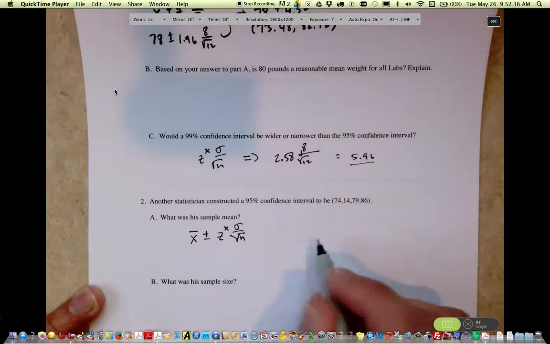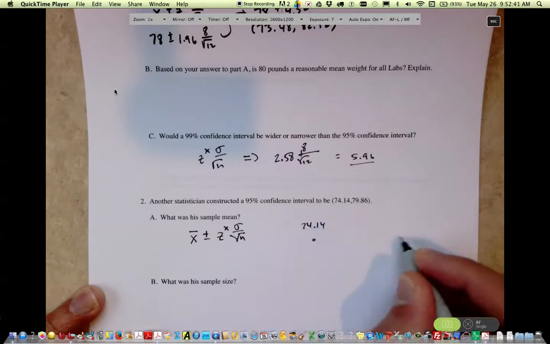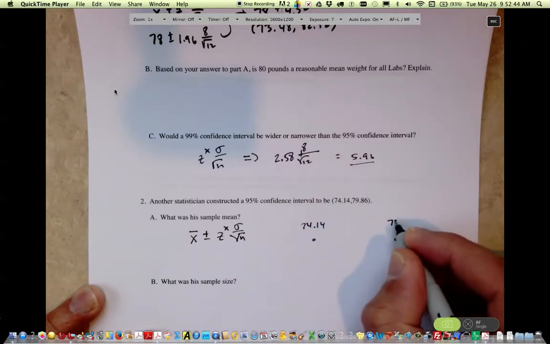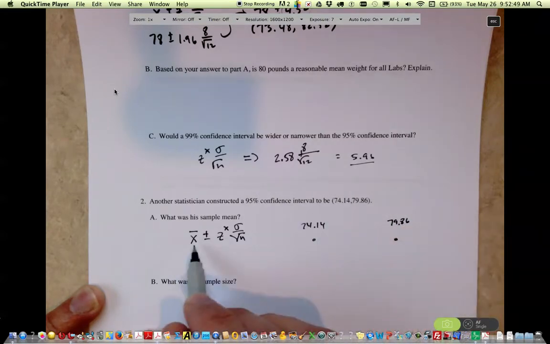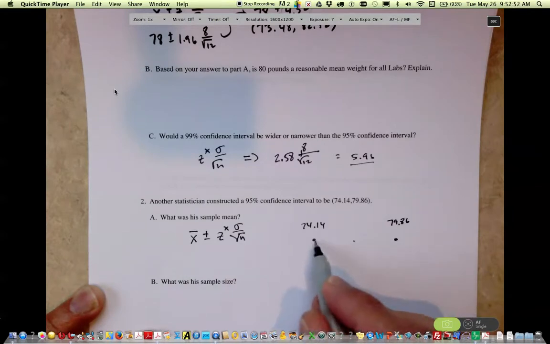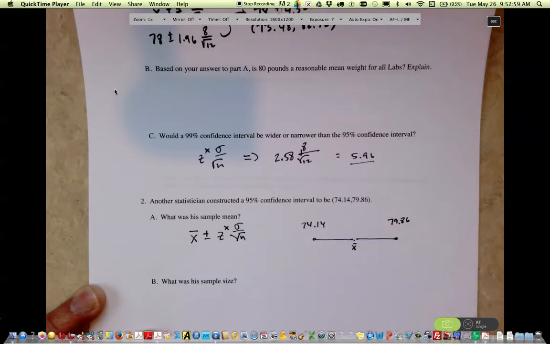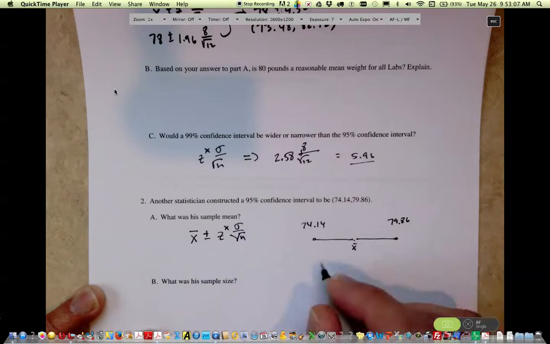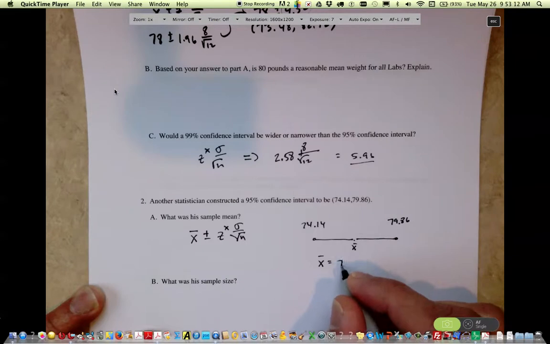So if you think about this interval, you're going to have 74.14 as a number on a number line. You're going to end up with 79.86 as another point on a number line. And then if you think about it, the margin of error is really the distance from the center to these two endpoints, and this is really where x bar is. X bar is just going to be the middle of the interval. So what you could do is say x bar is just going to be the average of these two numbers, or halfway between them, and you're going to find that x bar ends up being equal to 77.